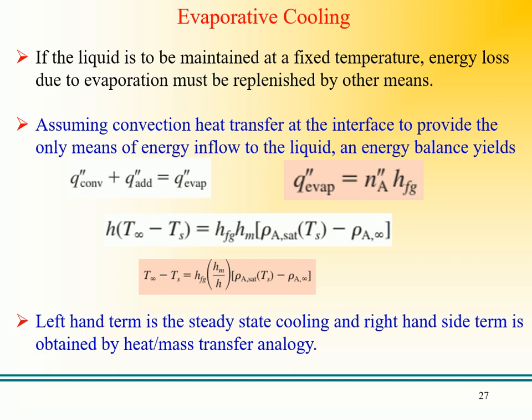So heat convected plus heat added is equal to heat evaporated. Heat evaporated is h_fg times the amount N_A, in kilograms per meter square per second, which we know is given by the convective mass transfer coefficient h_m times the density of species A at the saturated surface temperature minus the density of A at the environmental temperature. From here we can find the change in temperature. It is a function of h_fg, the latent heat of that particular species, h_m, the mass transfer coefficient, and h, the convective heat transfer coefficient.